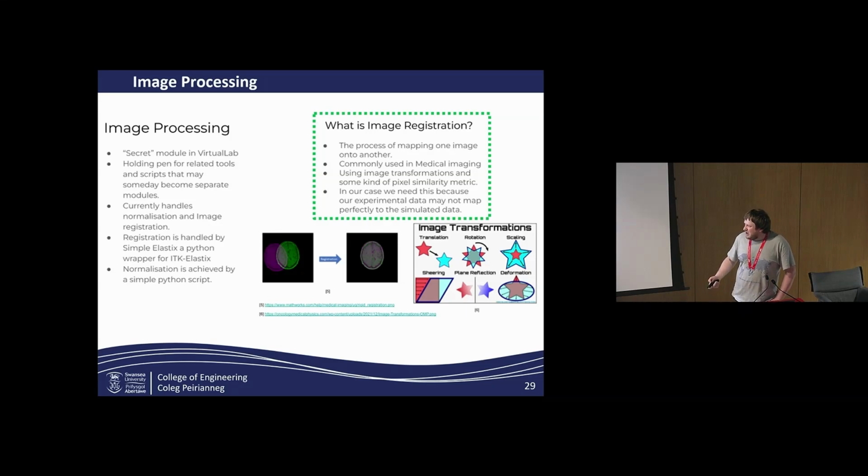And yeah, essentially you can do various different transformations to get one image onto another. In this case, we need it because the experimental data is never going to be perfectly aligned to the grid or to the center of your image, whereas our simulated data very much is. So we need a way of mapping one to the other. In our case, it's relatively simple: just translation, rotation and a little bit of scaling. We're there. Those tools are also available now within VirtualLab.